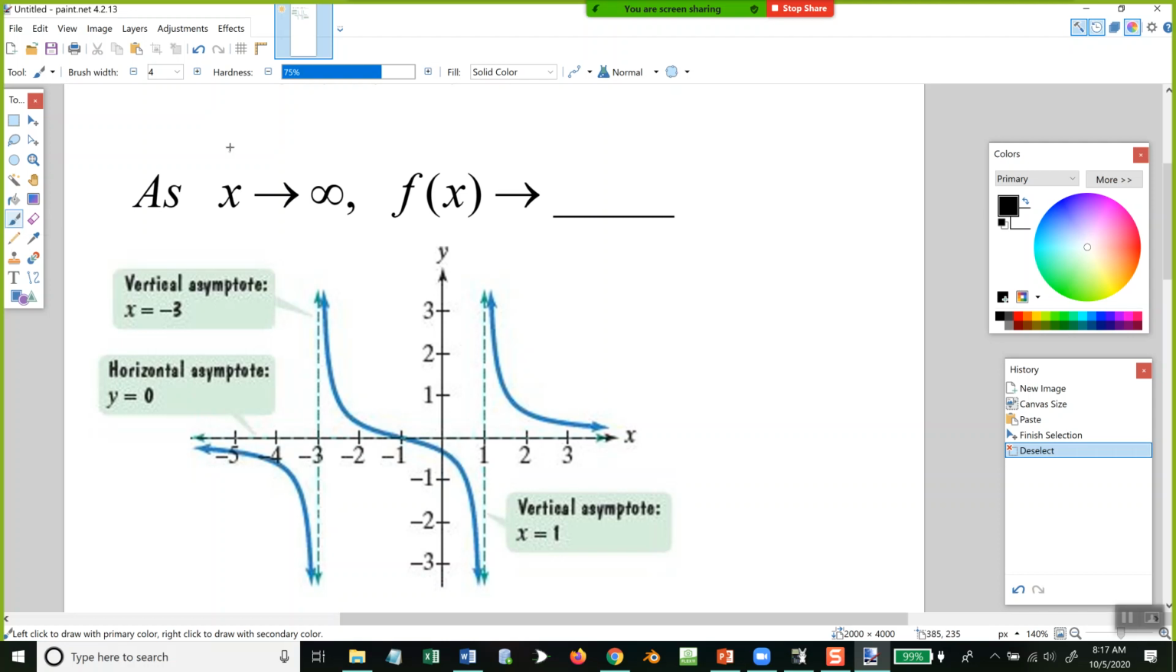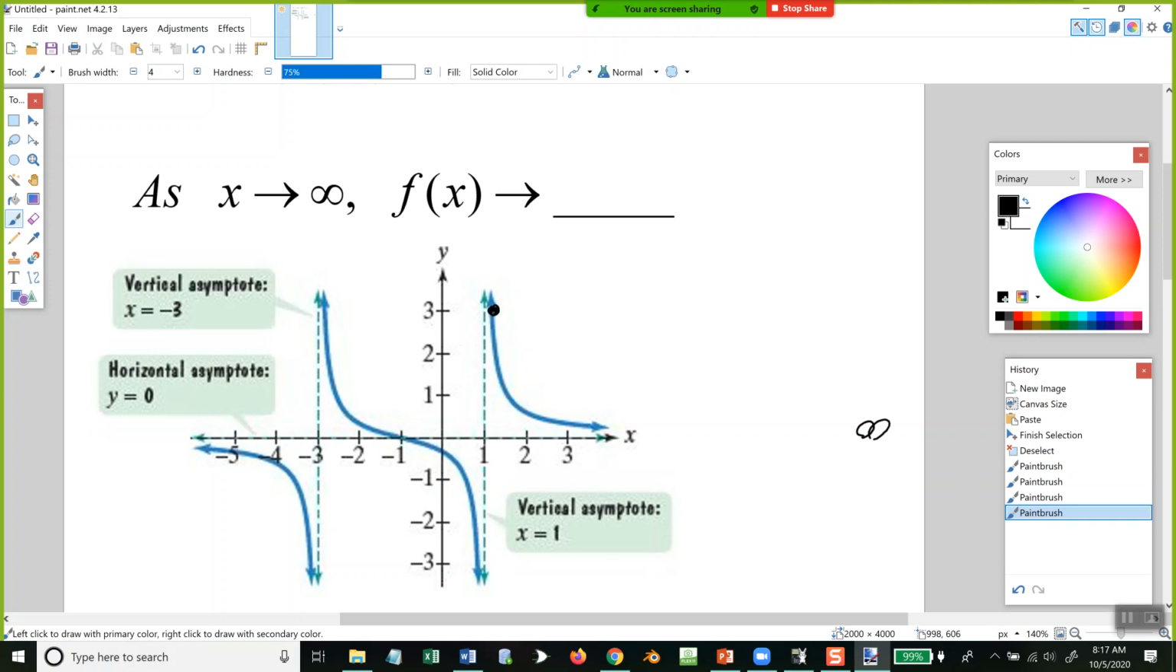Now this one says as x approaches positive infinity. And there is no plus power or minus power, which we'll see here in a minute, because you can only approach positive infinity from one side. Clear over here is positive infinity. So as we're approaching positive infinity, let's examine what our y values are doing.